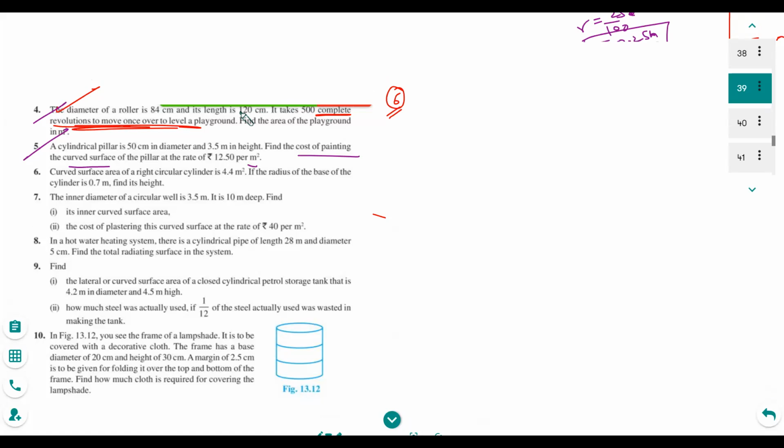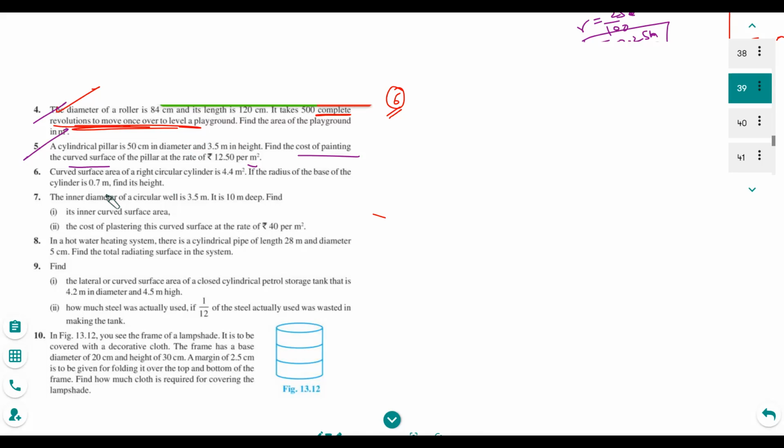What is the curved surface area of a cuboid? 2H(L plus B). Now I'm going to ask this question to Yash. How much distance is covered in one revolution of a cylinder? This is a question from the previous session. If you remember, we did a kind of an experiment. What is the distance covered in one revolution of a cylinder? 2 pi r. It's equal to the curved surface area.